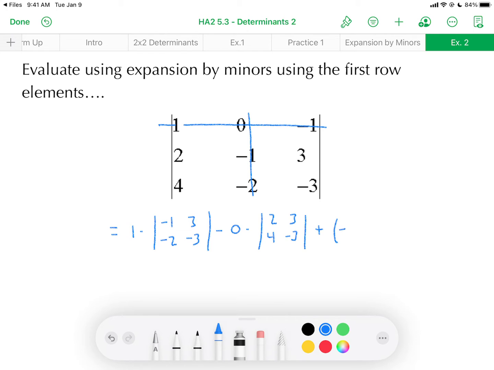Plus -1 times its minor. So get rid of the first row, third column. That leaves you with 2, -1, 4, -2.